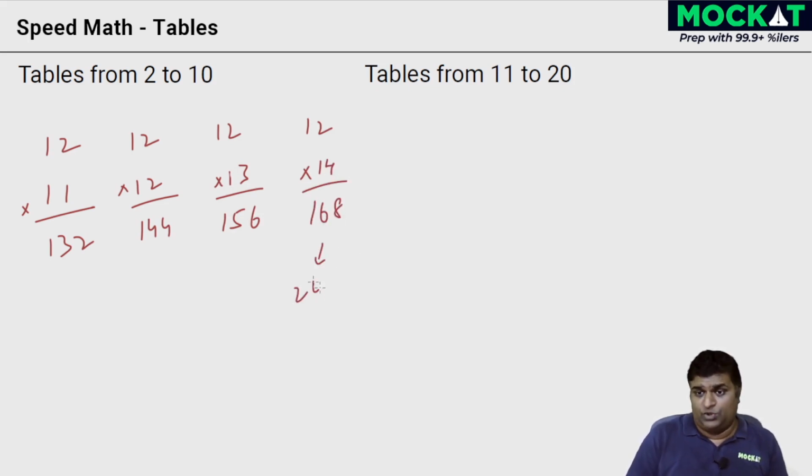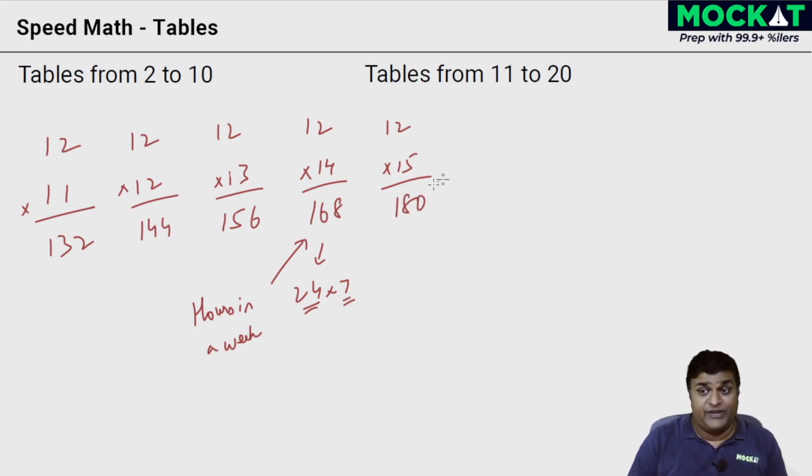Now this is also 24 into 7, the number of hours in a week. 24 hours in a day, 7 days in a week, number of hours in a week, and how much is that? That's 168. 12 into 15 is 180, and 13 into 15 is 195. That also comes up quite often.